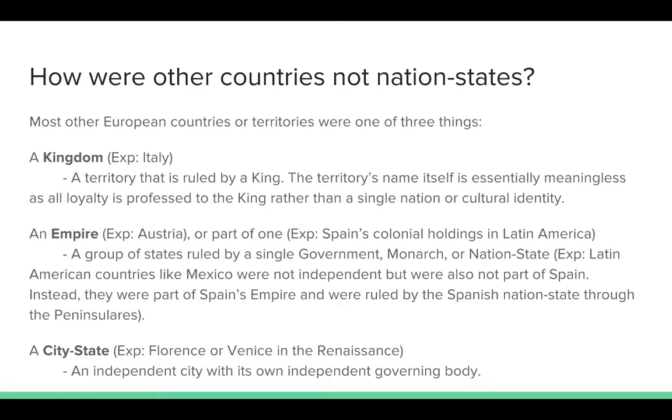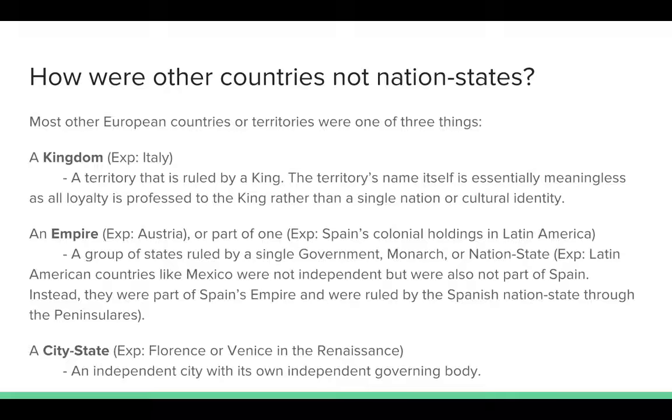The territory's name itself is essentially meaningless, as all loyalty is professed to the king rather than a single nation or cultural identity. This was really prevalent during the Middle Ages. So if you were a peasant in France during medieval times, you wouldn't necessarily say, I'm a peasant from France, I'm a Frenchman. You would probably say, I'm a peasant, I work a farm under King so-and-so. You would identify more with your king than where you lived.